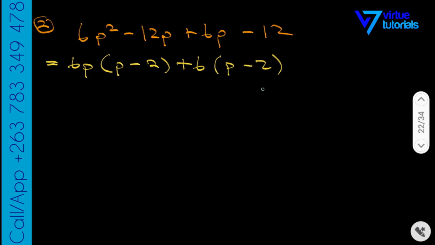And like I said earlier on, you must have two identical brackets. I have p minus 2, I have p minus 2. That shows I'm correct. I can proceed to the next stage. This p minus 2. And then I take what's outside there, put it in another bracket, 6p plus 6. Right?